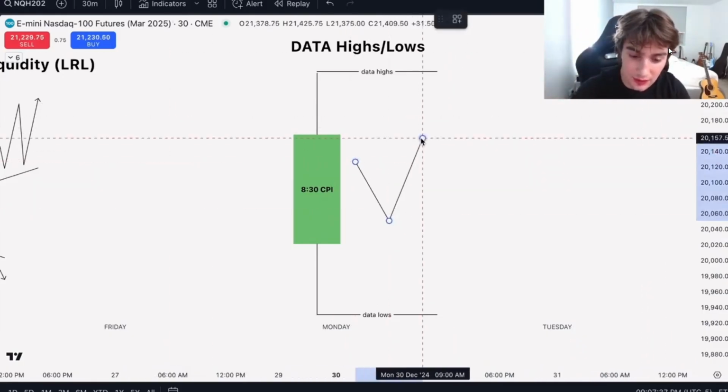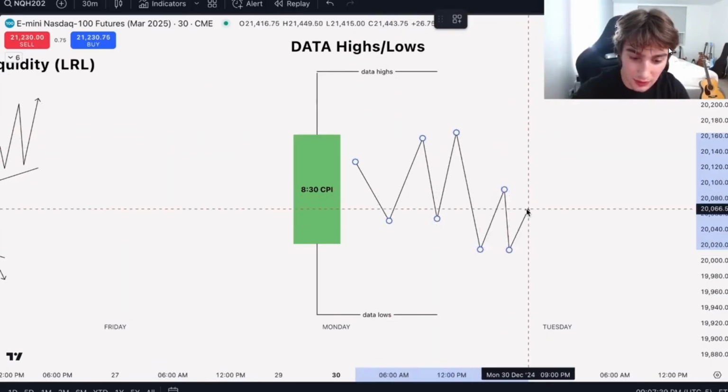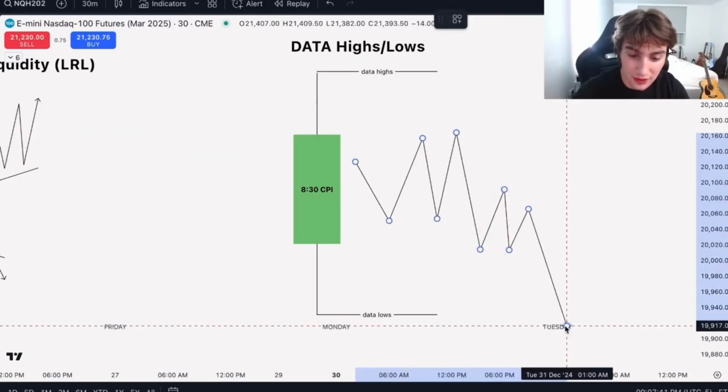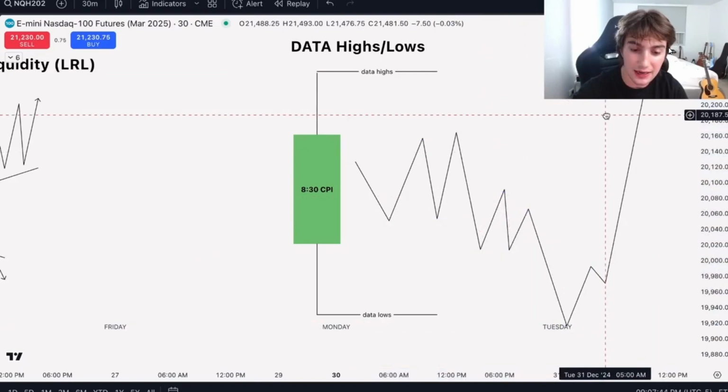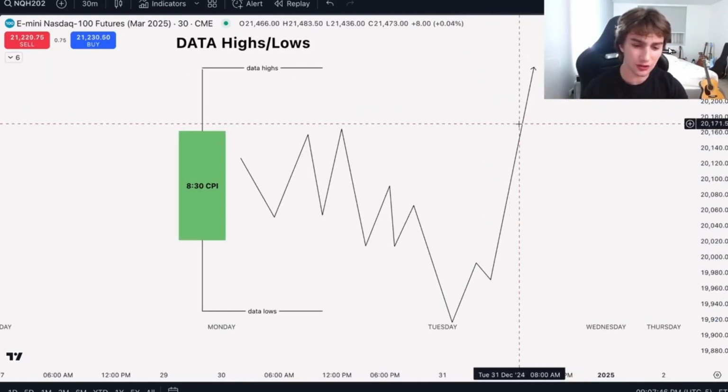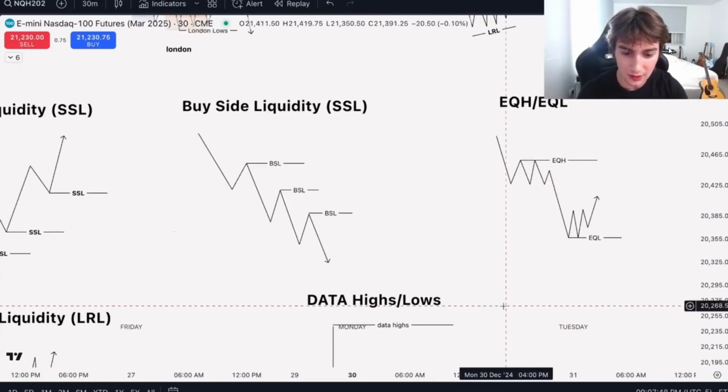So let's say price is just chopping around, and eventually it sweeps data lows. Well, what can you expect now? Price to trade to data highs. It's very similar to how session liquidity works and how responsive that is.